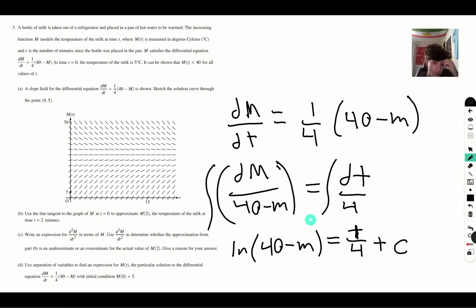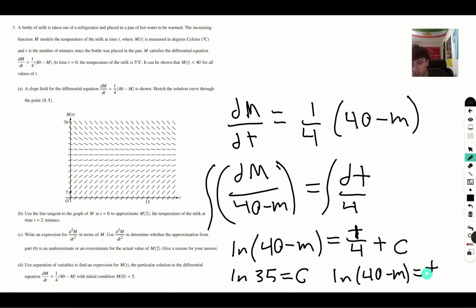M of 0, so when t is equal to 0, m of 0 is equal to 5. So m is equal to 5. So natural log of 40 minus 5, which is natural log of 35, is equal to c. So now we just plug this back into our equation, and we get natural log of 40 minus m is equal to t over 4 plus natural log of 35. And there you have it, guys. That's how you solve that problem, parts A through D.